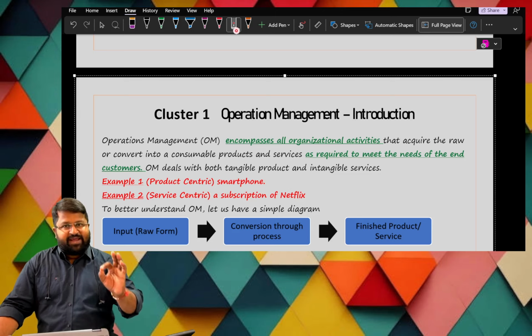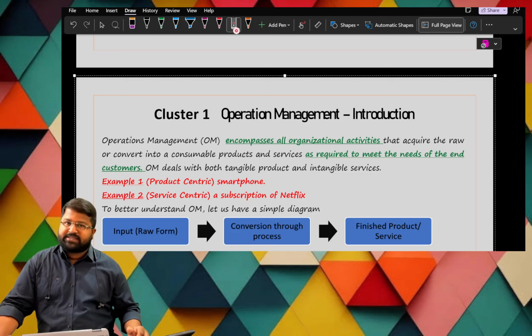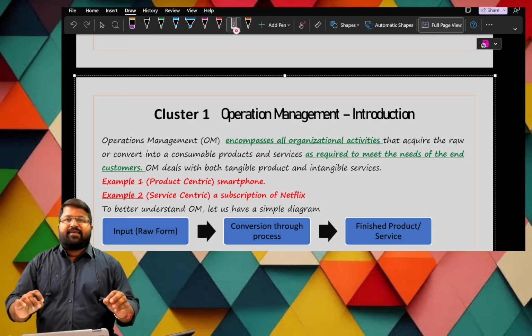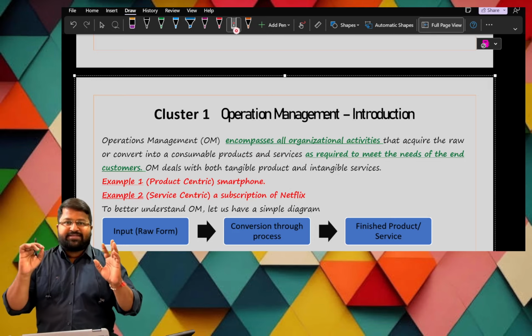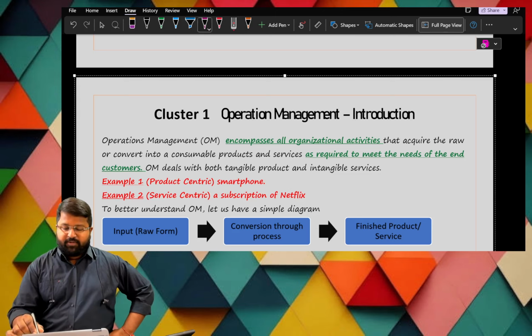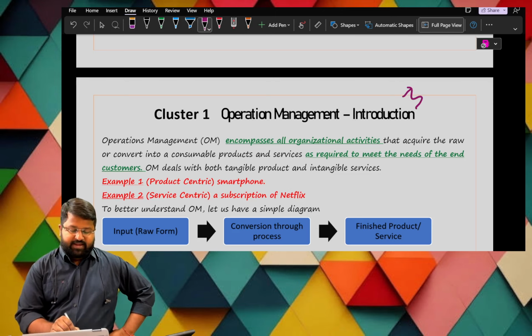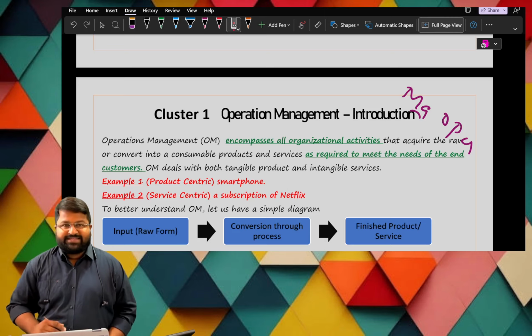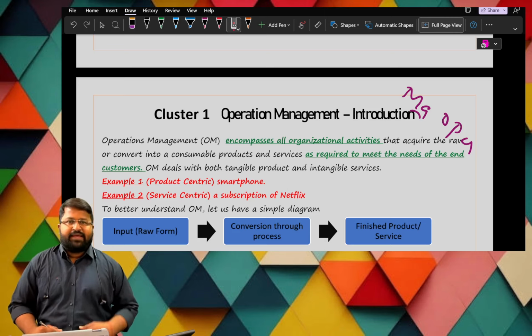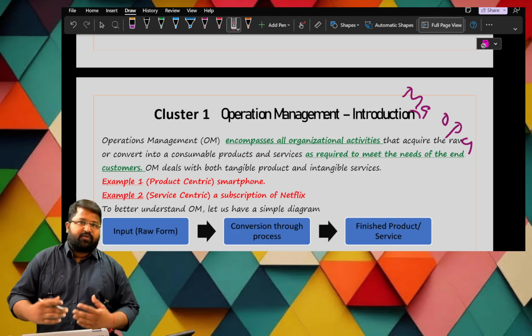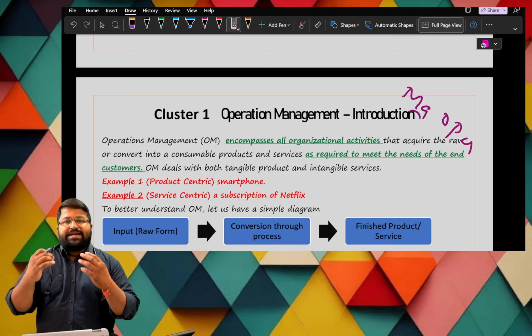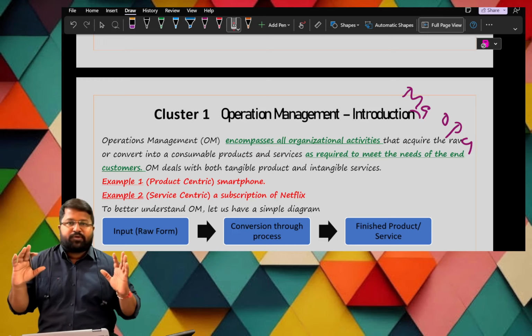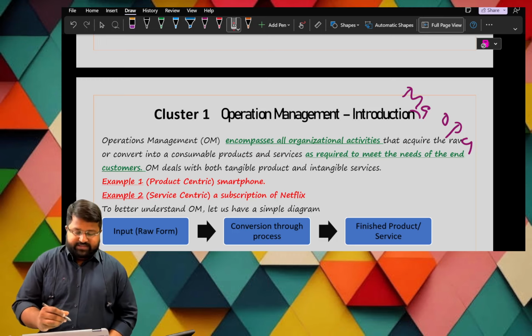So first, in layman terms, what is meant by operations management? It is nothing but managing operations. Just managing operations will be operations management. But is it the right definition? In layman terms, it is okay, but we are professionals. We have to consider the definition given by our institute notes. So let us see the definition given by our institute.